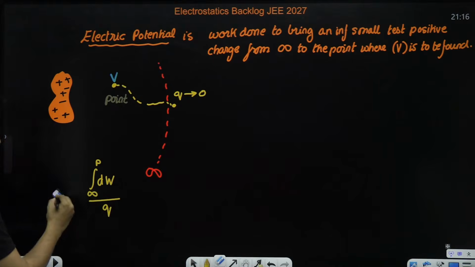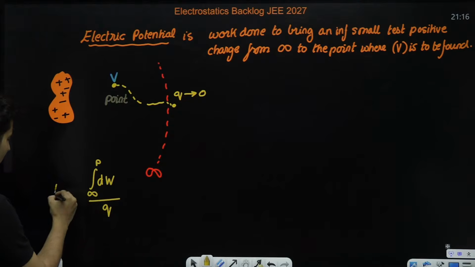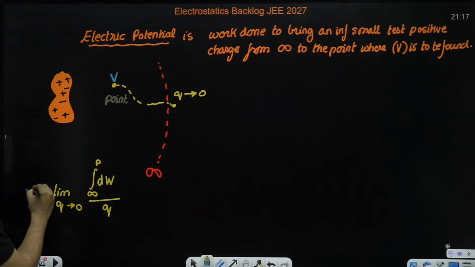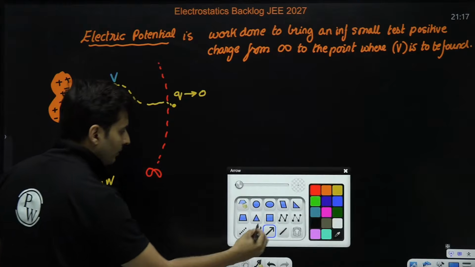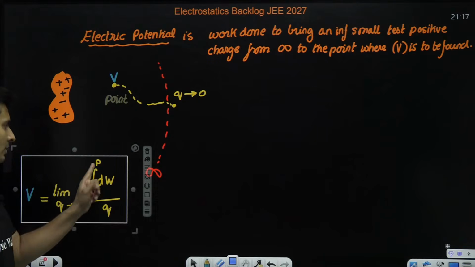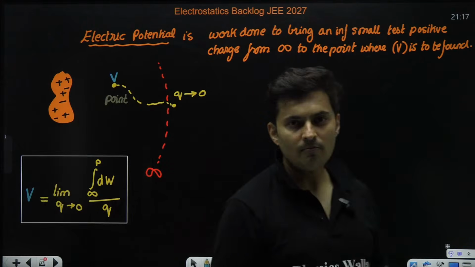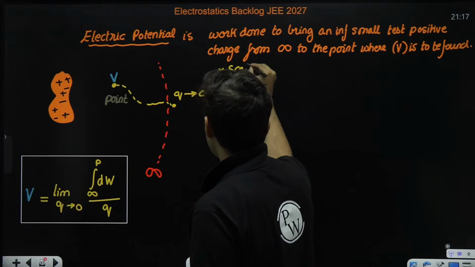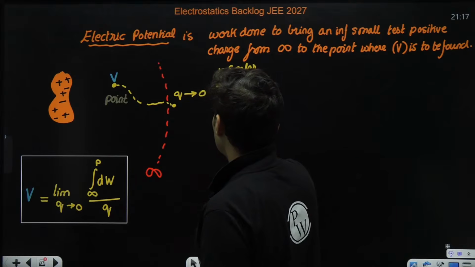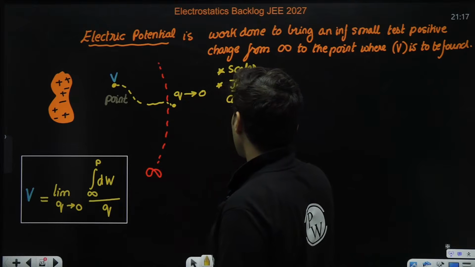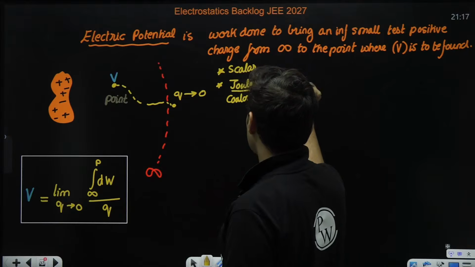But that small charge has to be very, very small. So that's why I will put limit q tends to 0. So that is the true meaning of potential. This is the correct way of defining potential: the work done to bring a small positive charge from infinity to a point. Like I have explained before, this is obviously a scalar quantity and the unit is joule per coulomb, which is called a volt.